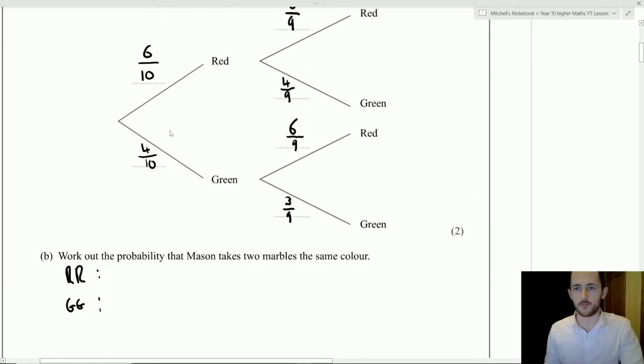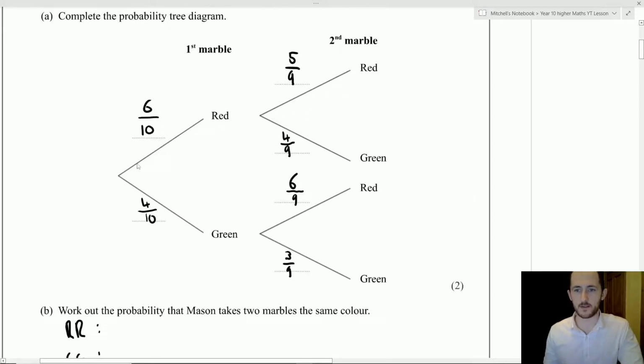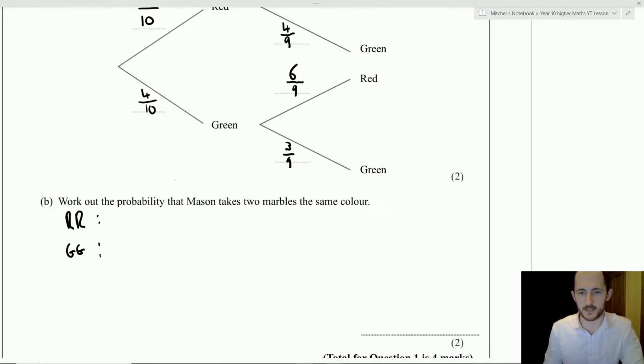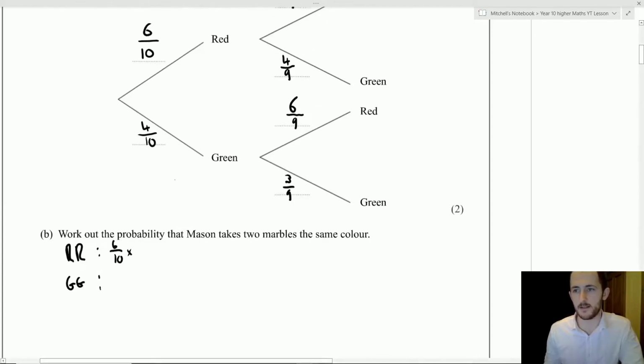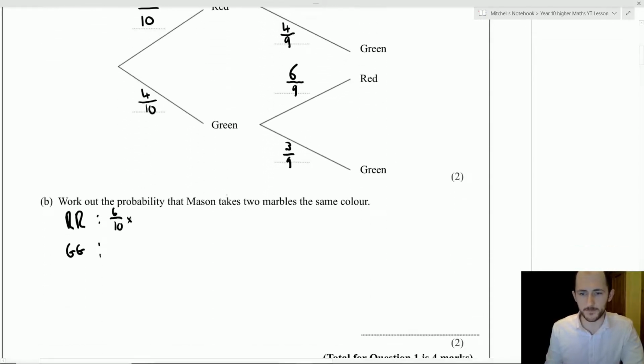Okay, so red and a red, what we're going to do is read along this probability tree. So he picks a red, then another red. Now when we go across the tree, like along it here, we times the probabilities. So in this case we'll have 6 over 10 multiplied by 5 over 9.